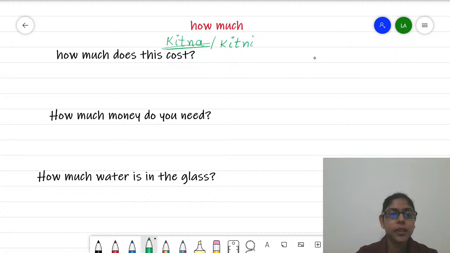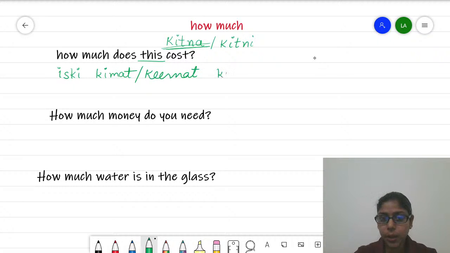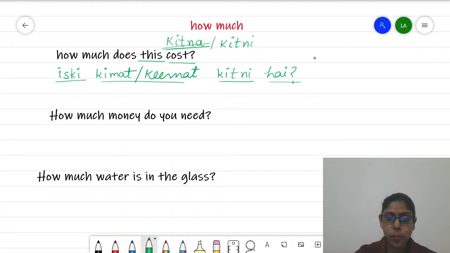So here it will be this. This will be as here is. Iski, or let's say the full word iski. Iski कीमत. कीमत. इसकी कीमत कितनी है? How much does this cost? इसकी कीमत कितनी है? This here will be translated as इसकी कीमत means cost. कितनी है? How much? इसकी कीमत कितनी है? How much does this cost?